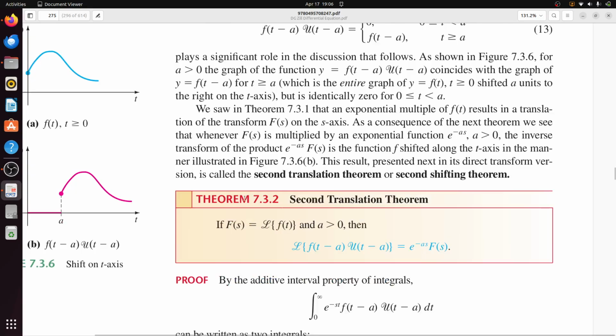Second translation theorem: if F(s) is equal to the Laplace transformation of f(t) and a is greater than 0, then the Laplace transformation of f(t minus a) into u(t minus a) is e power minus as into F(s). So once again, just go through it. The Laplace transformation of f(t minus a) into u(t minus a) is e power minus as into F(s).